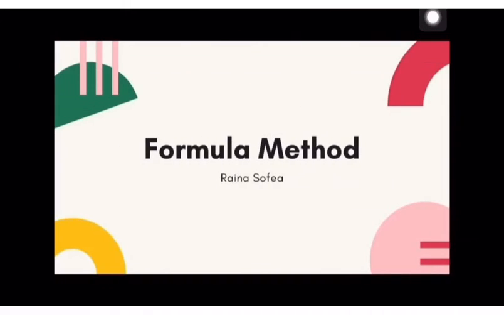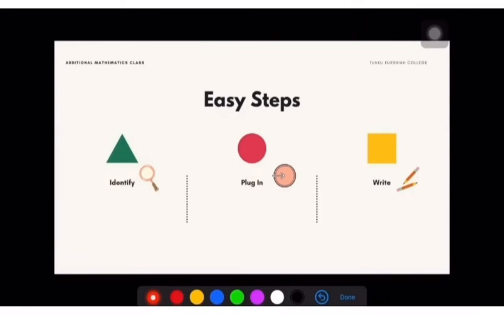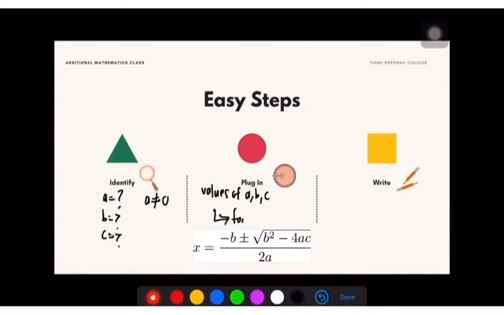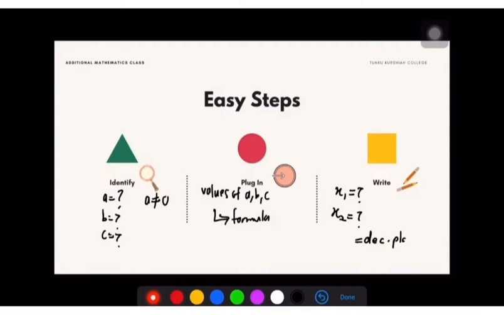Thank you. Right, so now we're going to move on to the formula method. There are three very easy steps for the formula method. Number one is we have to identify the value of a, b, and c. Note that the value of a can never be 0. Next, you just have to plug in the values of a, b, c into the formula that we have seen just now. Lastly, you should write the values of x, and you should be aware of the decimal places according to the question. Meaning that if the question asks for 3 decimal places, you should write 3.